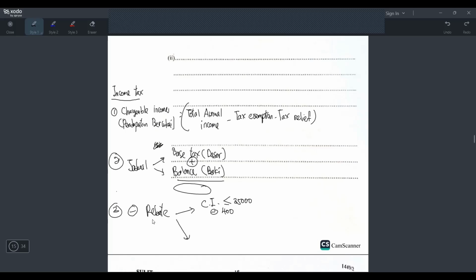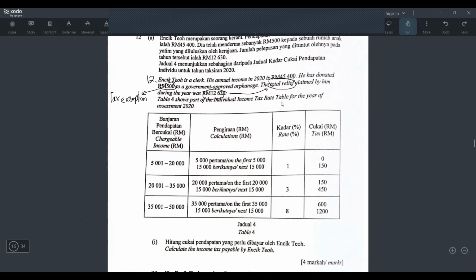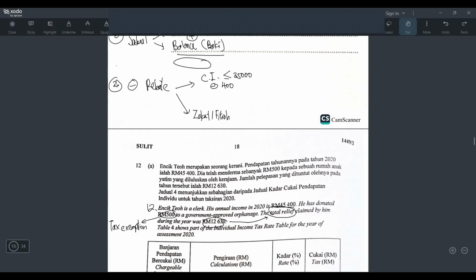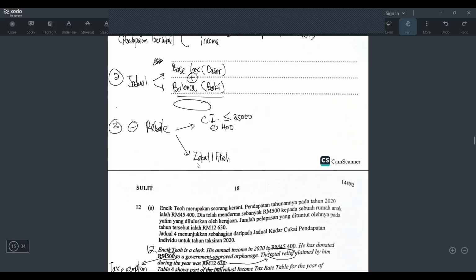Please don't do that. Rebate, we always minus last. And then another type of rebate is called zakat slash fitrah. This one is only for Muslim citizens, and when will we have this? When the question mentions it. If the question doesn't mention zakat fitrah, it means we don't have it. So this question, did it mention zakat or not? No, right? They never mentioned. So this guy is not eligible for the zakat rebate.